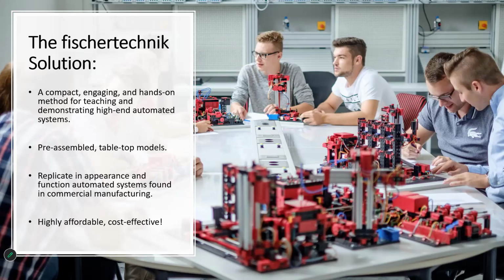So before we dive into the meat of the presentation and really talk about the APS model, I'm going to provide you with a little bit of background on fischertechnik and its products. Now, the model we're examining today is once again the newest edition of the fischertechnik line of industrial simulation and training models. These models have been designed with the intent of providing a compact, engaging, and hands-on method for teaching and demonstrating high-end automated systems. The line consists of a series of pre-assembled small-scale models which are designed to replicate both in appearance and in function various automated robotic machines and systems that would be commonly encountered in commercial manufacturing processes.